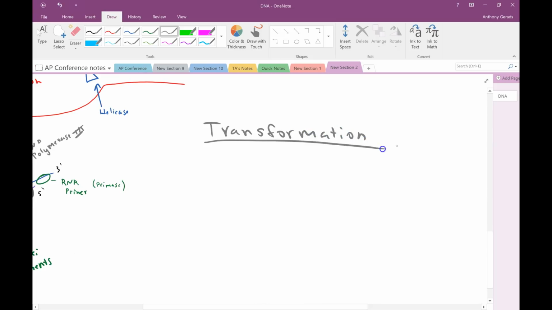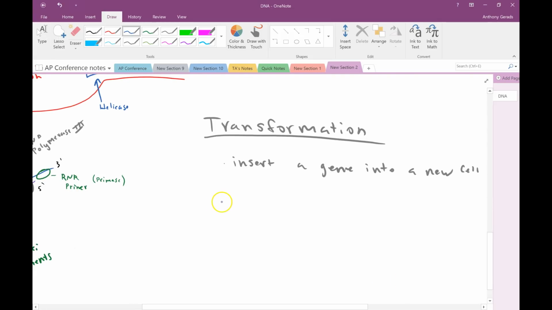Okay. Anyone remember what transformation is? We did it when we did the Piglo lab. It's where you insert a gene into a new cell. So for instance, for us, we took a gene for Piglo. All right, we took a Piglo plasmid, and we inserted that plasmid into that.